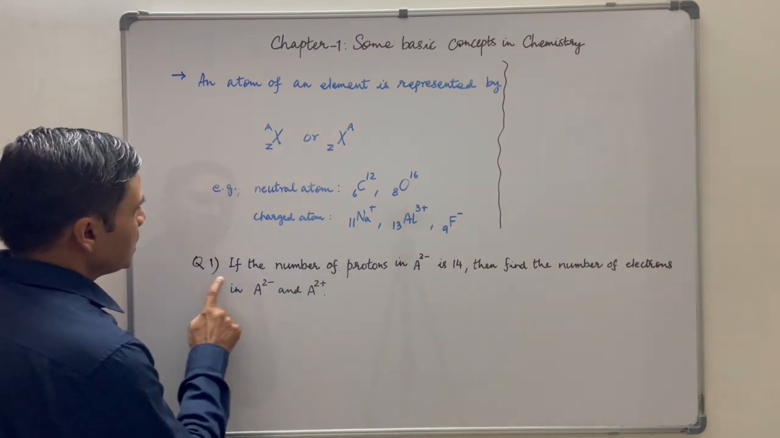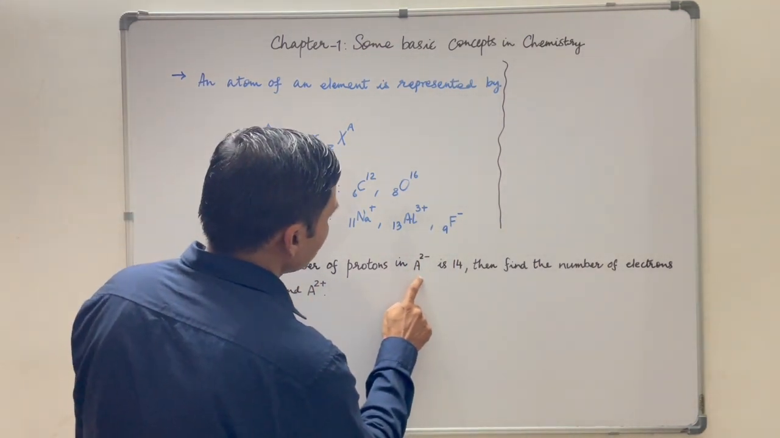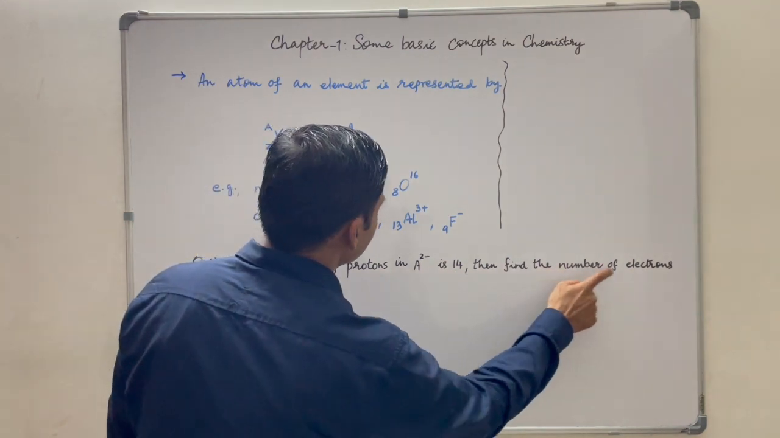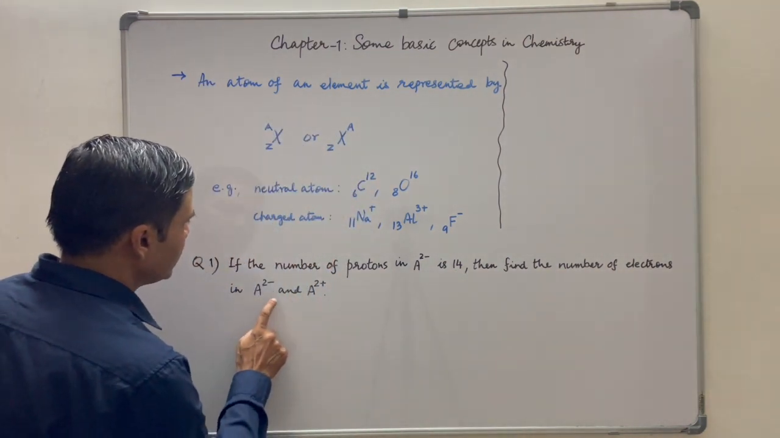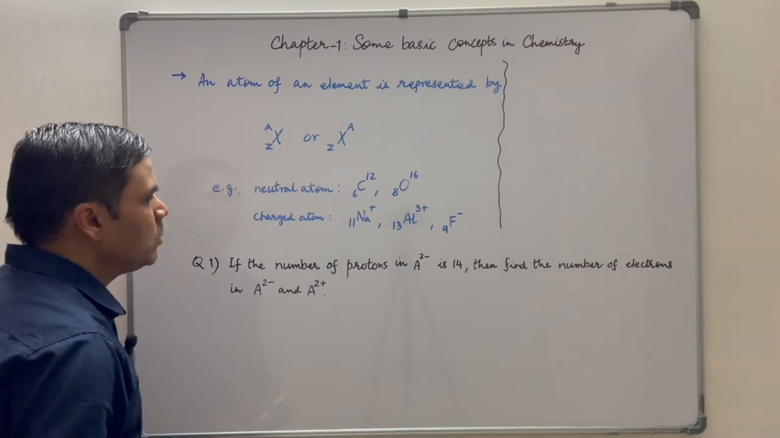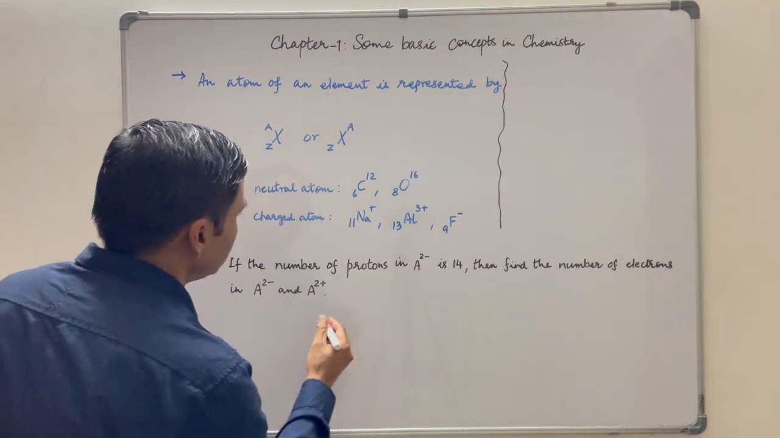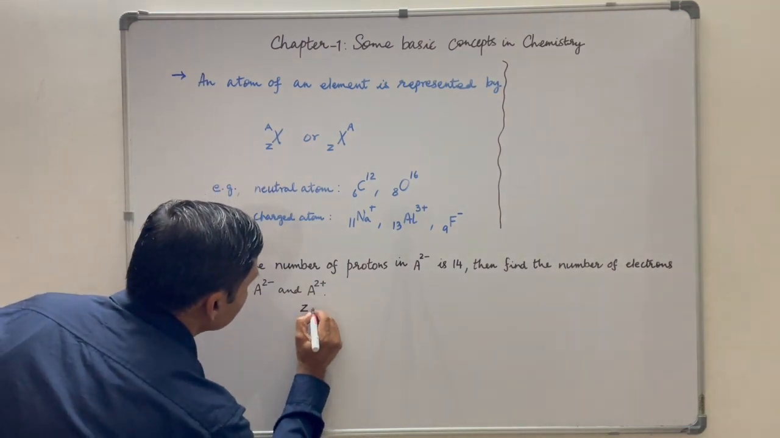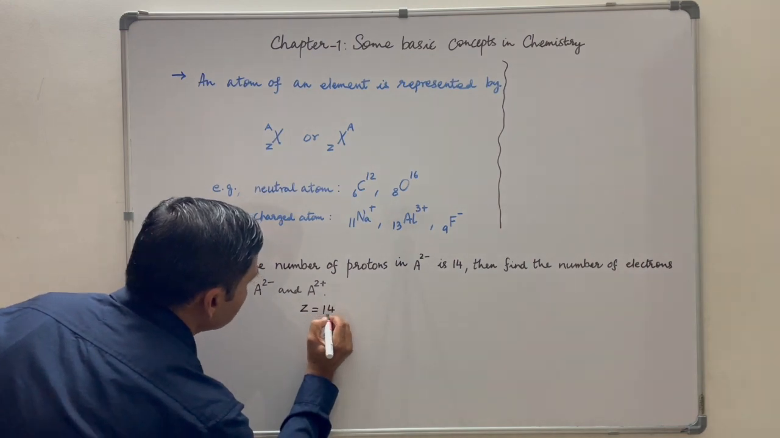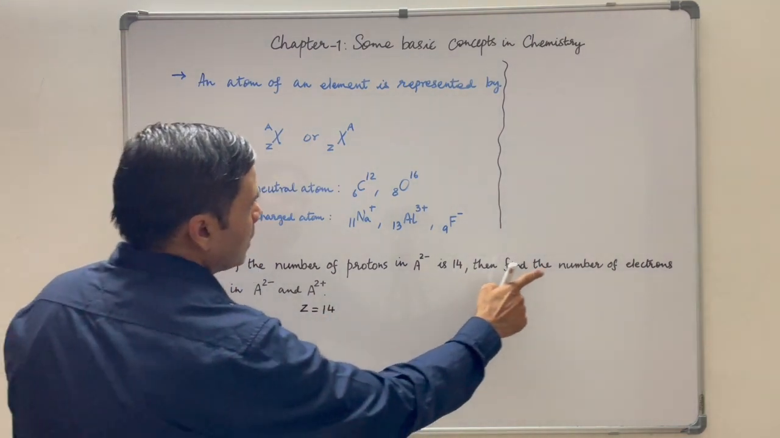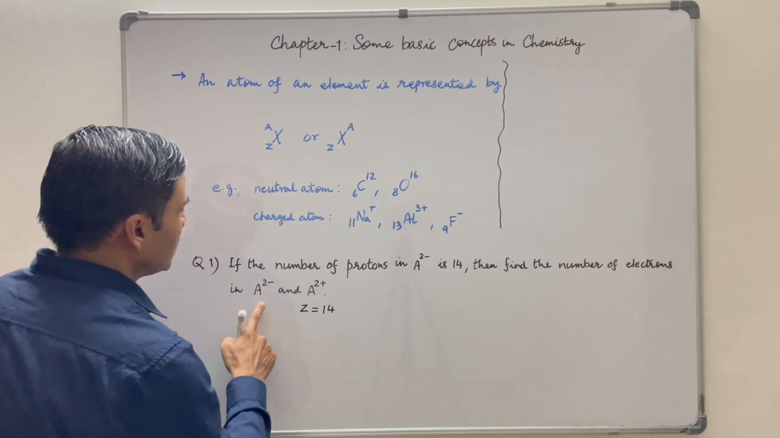Let us see this question. If the number of protons in A2 minus is 14, then find the number of electrons in A2 minus and A2 plus. We know that number of protons is equal to Z. So Z is given as 14. We have to calculate the number of electrons in charged atoms.